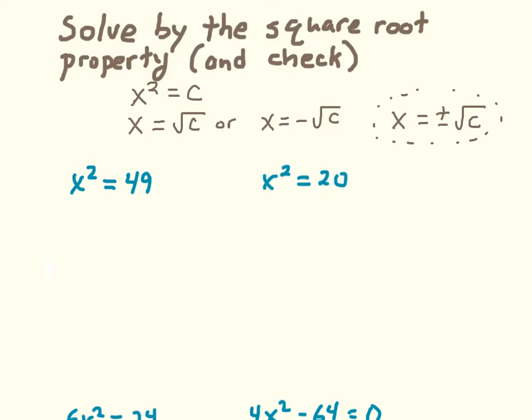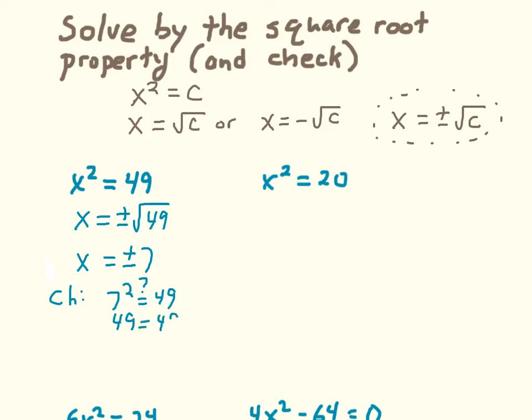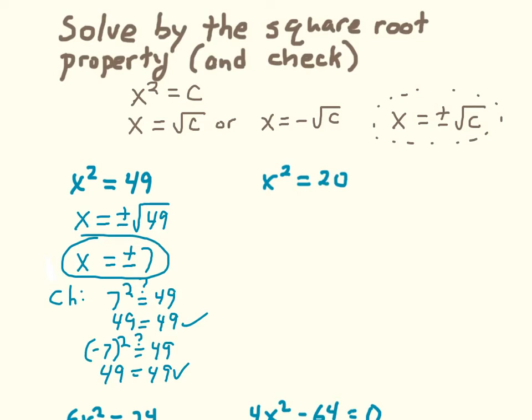So for x squared equals 49, that means that x equals the positive or negative square root of 49. And since that's a perfect square, I'll say x has to equal either positive 7 or negative 7. I can check that very easily. I say 7 squared, does that equal 49? 49 equals 49. And then I want to square negative 7 and ask if that equals 49. And it does. So that validates both of these solutions. Remember, I'm writing two solutions in one right there.